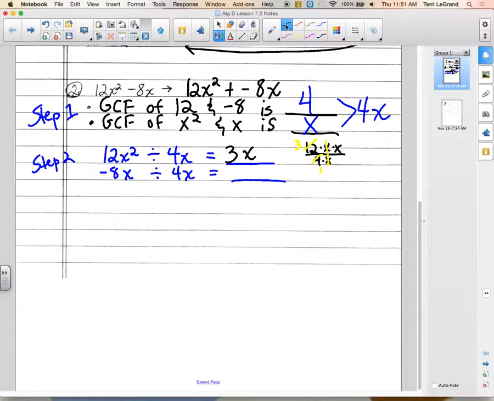Okay, what's negative 8x divided by 4x? We say to ourselves, what's negative 8 divided by 4? Negative 2. And then x divided by x. That's 1, right? So they're gone. Okay, remember what's in between here? A plus sign. So what does this give us right here? 3x plus negative 2.